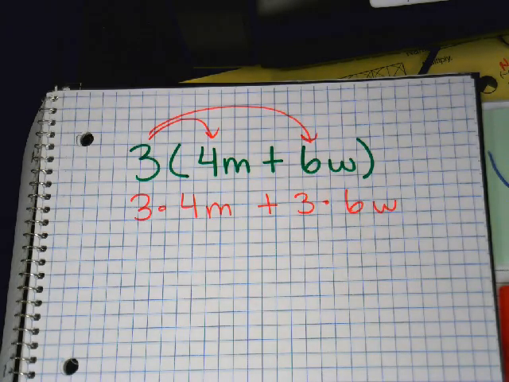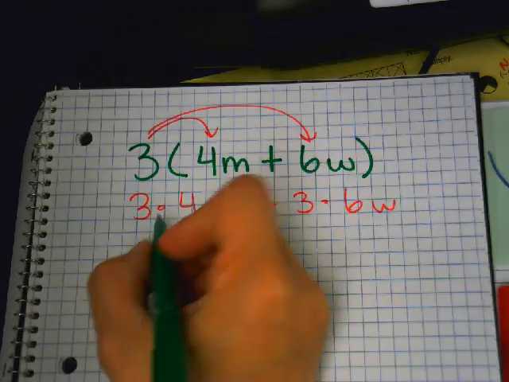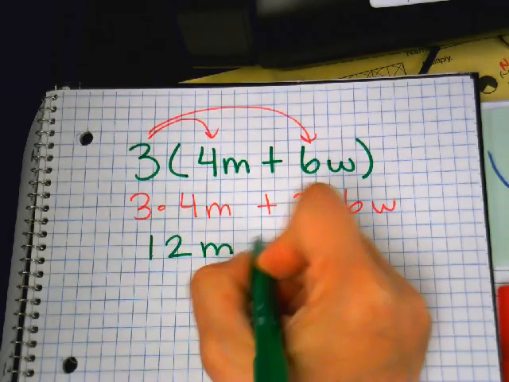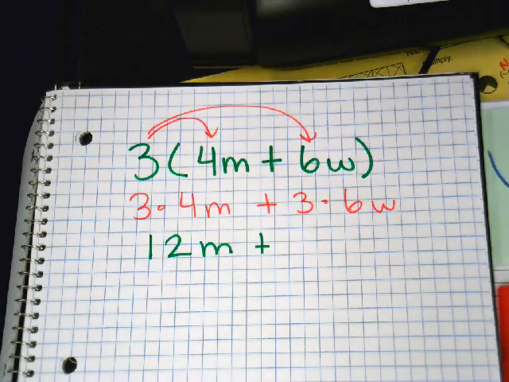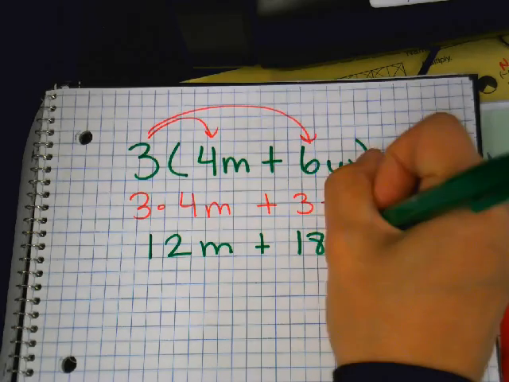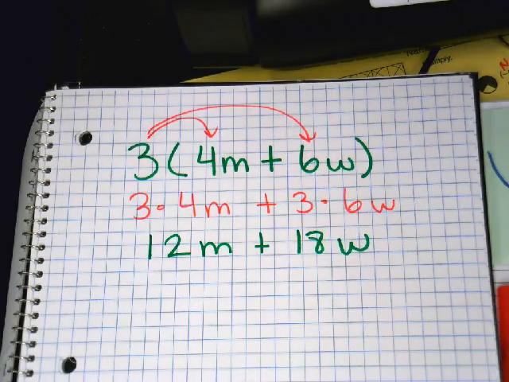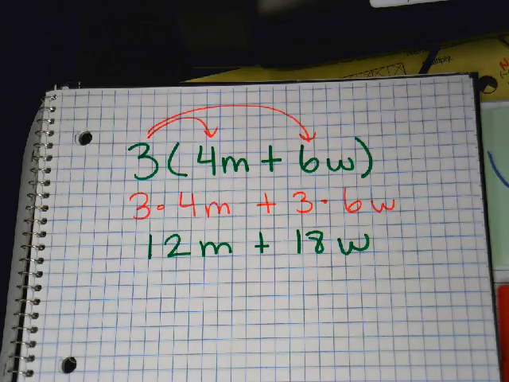Okay, what's 3 times 4m? 12m. Plus, what's 3 times 6? 18w. Now, can I put these 2 together? No. But they both have variables. But what's wrong with them? They're different letters. This is like 12 monkeys plus 18 watermelons. Can't put those together. We okay with that?